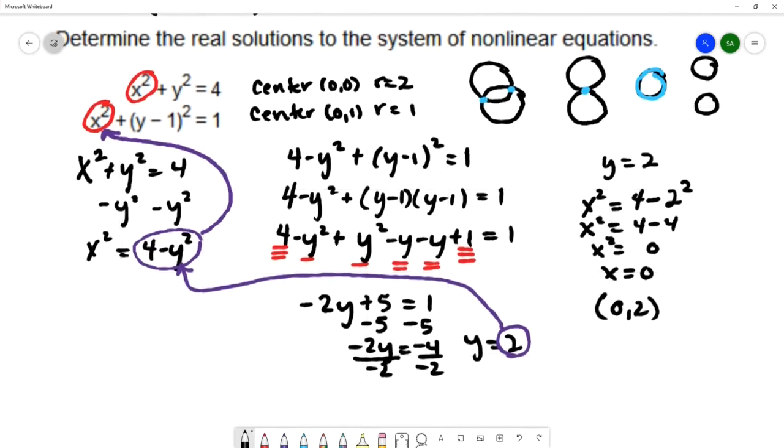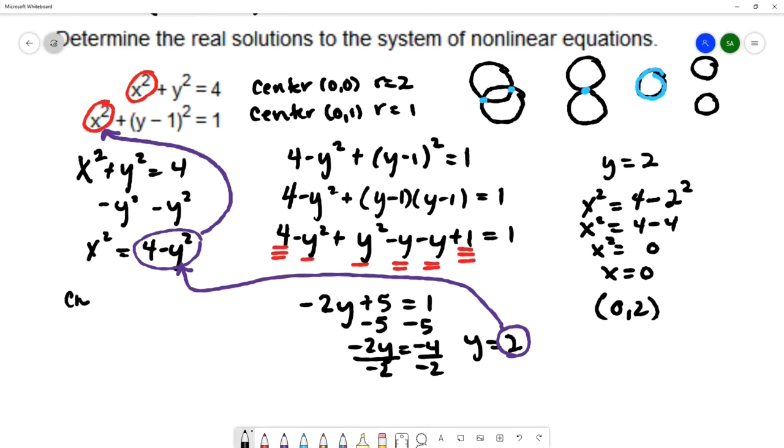I'm going to check in a couple different ways. I'm going to check by actually drawing the graphs of these circles, and then I'll check the algebraic way by seeing if this ordered pair is a solution to both equations in the system.